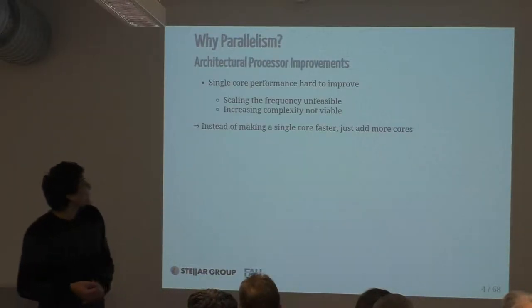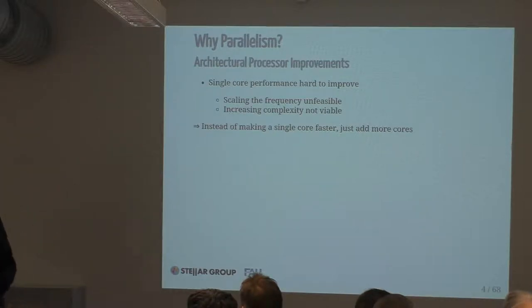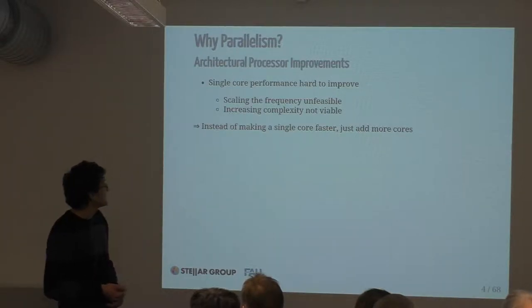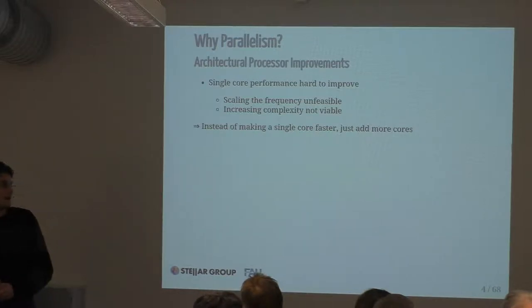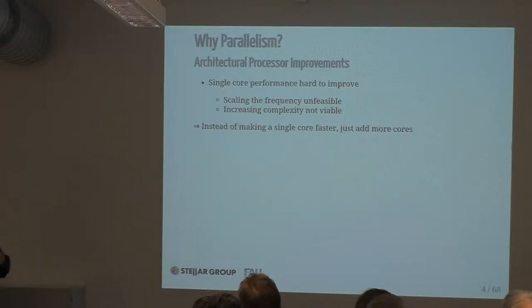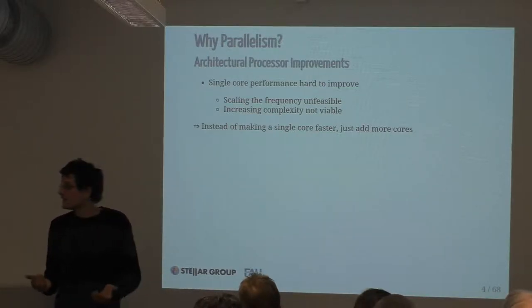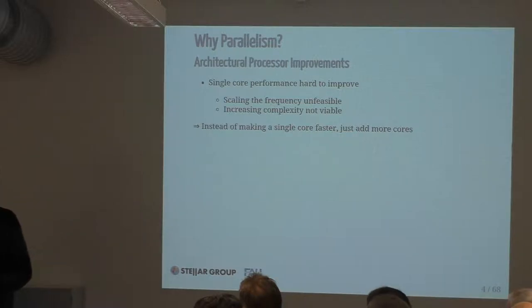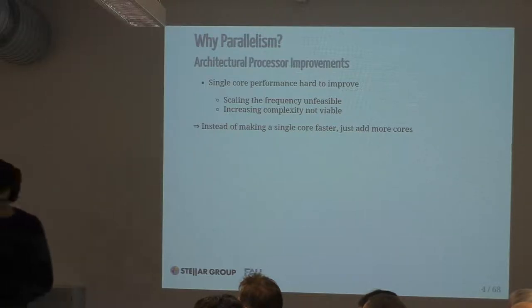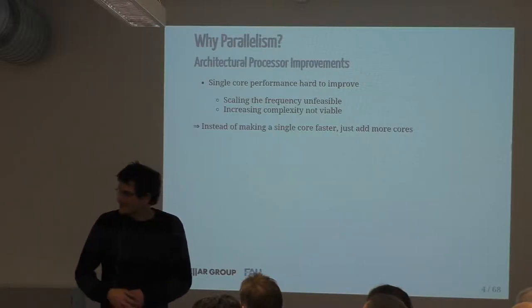My motivation is that parallelism is everywhere, as you all know. Scaling the frequency of a single core obviously doesn't fit the power budget anymore, and increasing the complexity of a single core for architectural improvements isn't going to cut it either. So instead of making a single core faster, we just add more cores, right? You mentioned CUDA, perfect example, right? Lots of cores, but depending on how you count and how you look at it, more like 64, right?